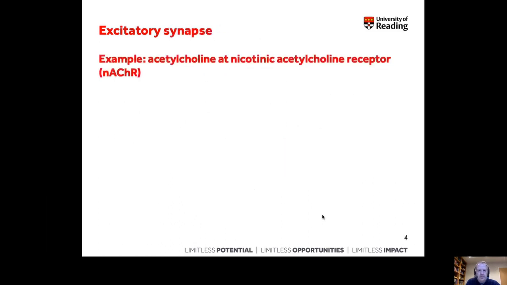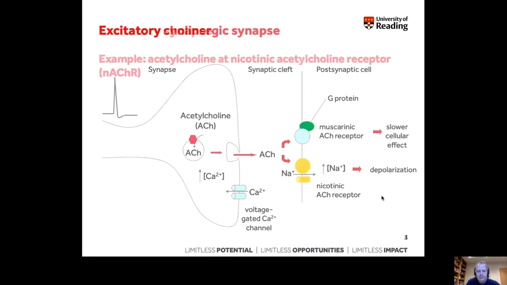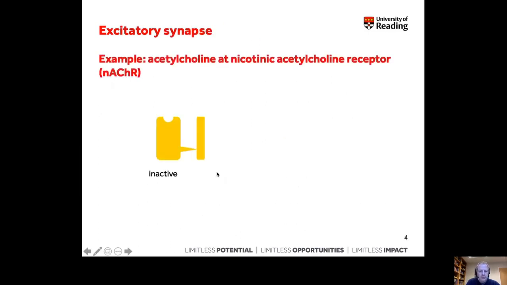So let's consider the acetylcholine receptor in a little bit more detail, just to show you how we open a nicotinic acetylcholine receptor, how we let sodium down the concentration gradient. So a little bit like the voltage-gated channels that we talked about when we considered the nerve action potential, our nicotinic acetylcholine receptor at rest has a gate, and the gate is closed. So there's no movement of ions, in this case sodium, across the membrane. So the receptor is said to be inactive or at rest.